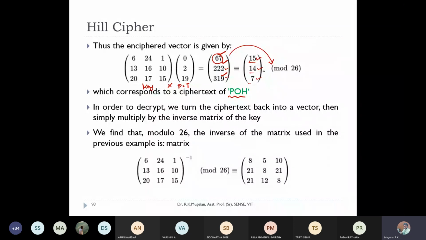Does anyone have any doubt in this one? Can you tell us how you got the modulo 26? Yes, this part I was about to teach you. You're asking how you took 222 mod 26, yes sir. I hope everyone has calculators with you.